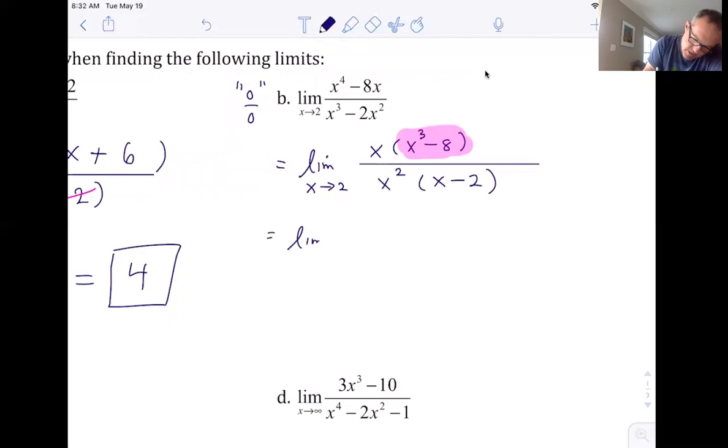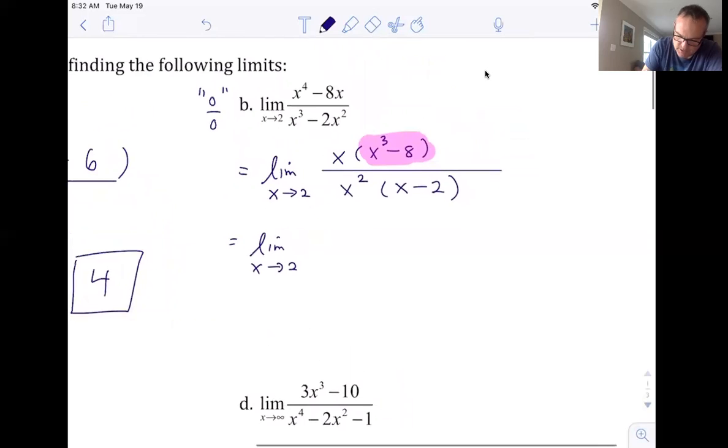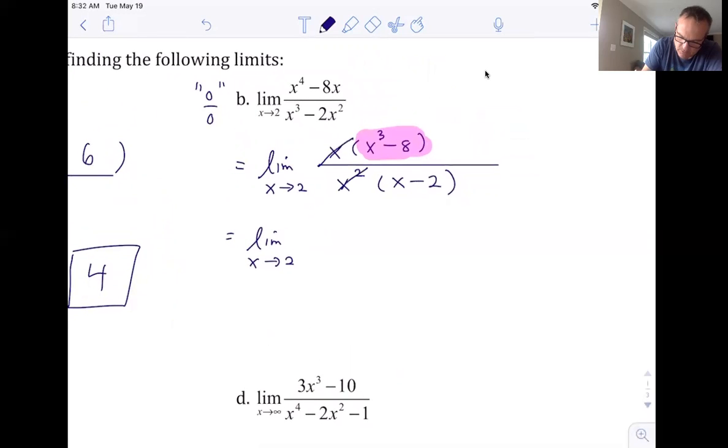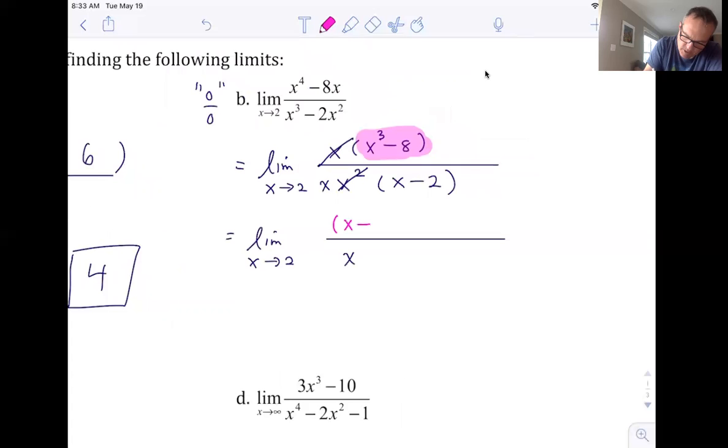So I can do the limit as x approaches 2. Actually, these x's, one of them will cancel, right? So I can kind of knock that guy out with one of these. Still left with x, right? So let's take care of those x's. So we're left with just the x. Now I got to do that x cubed minus 8. I'll do that in pink so as not to confuse anybody.